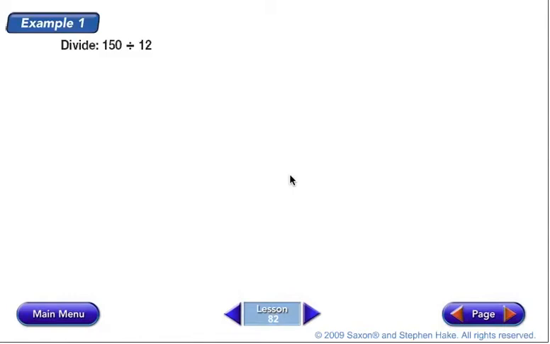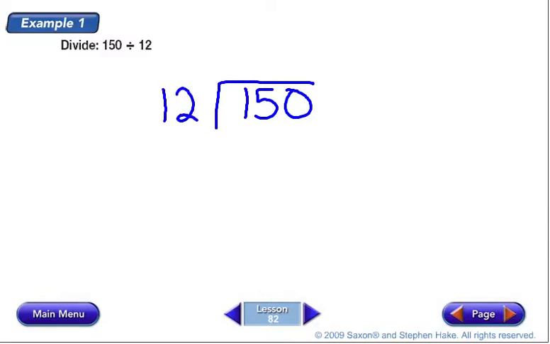Dividing by 2 digits. So, example number 1, we have 150 divided by 12. Any problem that is horizontal, you're going to rewrite like this, and then we solve it like a normal problem. But instead of looking at just, say, the 2 and how many times it goes into 1 or 15, we have to look at how many times the entire number goes in.